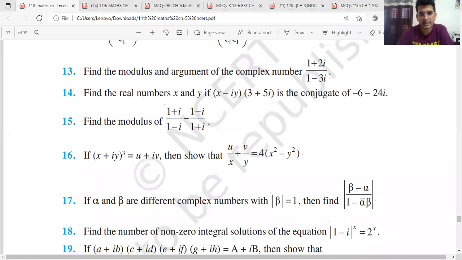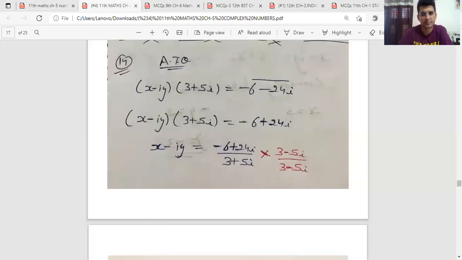Find the real numbers x and y if (x minus iota y) into (3 plus 5 iota) is the conjugate of this. According to the question, this value is equal to the conjugate of this number, and its conjugate will be -6 plus 24 iota. So first of all, we will find the value of x minus iota y, which will be equal to (-6 plus 24 iota) upon (3 plus 5 iota).